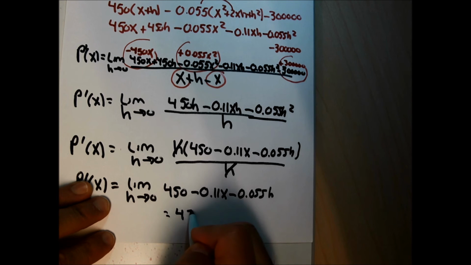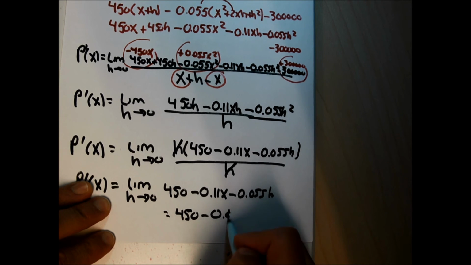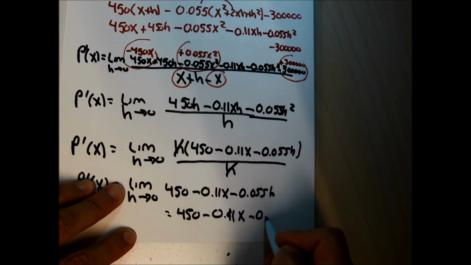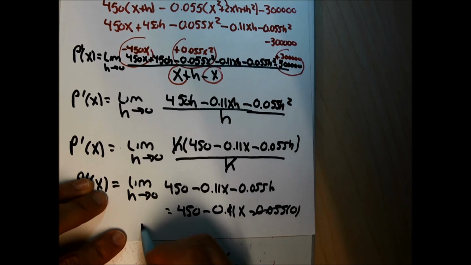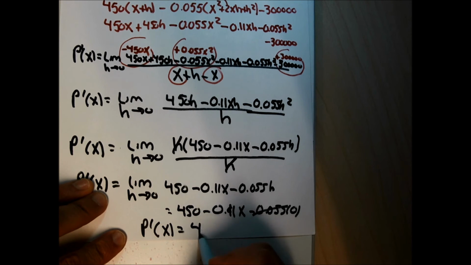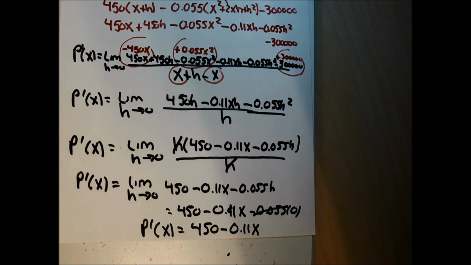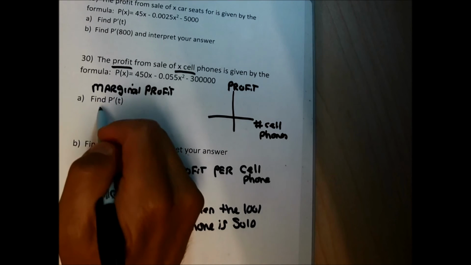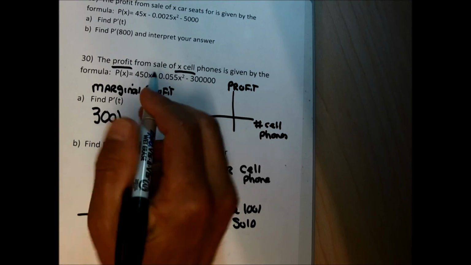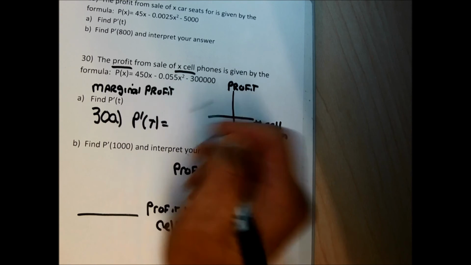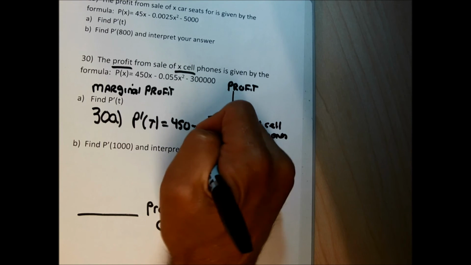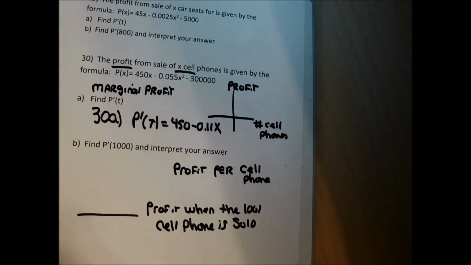And now I plug in 0 for this h. I get 450 minus 0.11x minus 0.055 times 0. That piece goes away. I'm left with p prime of x equals 450 minus 0.11x. All right, so there's my answer to 30A. That's the derivative. That's the formula for the instantaneous rate of change.